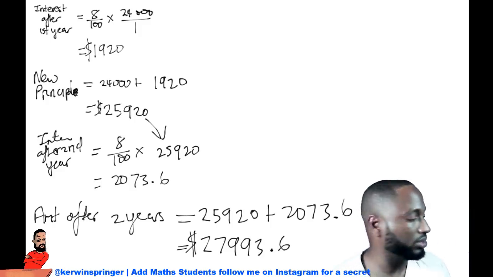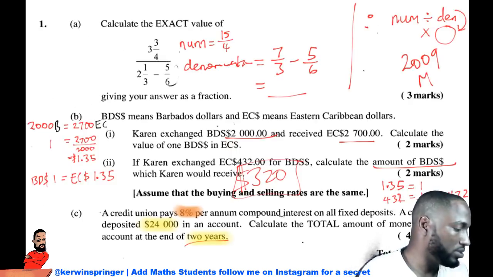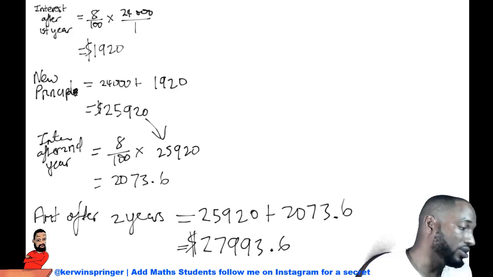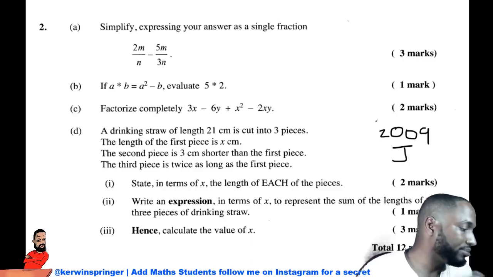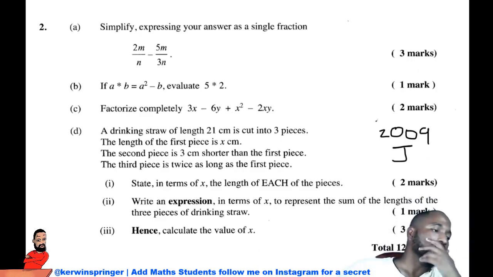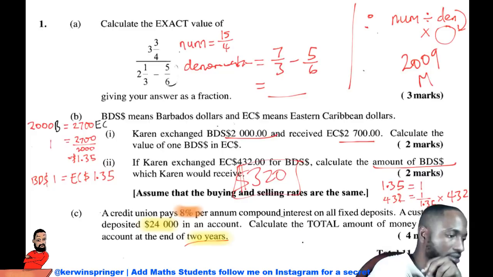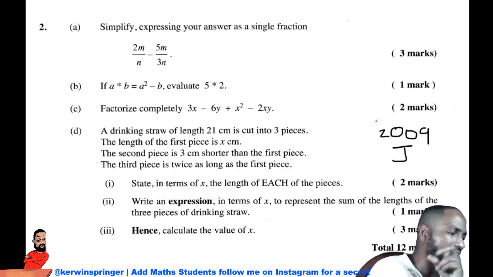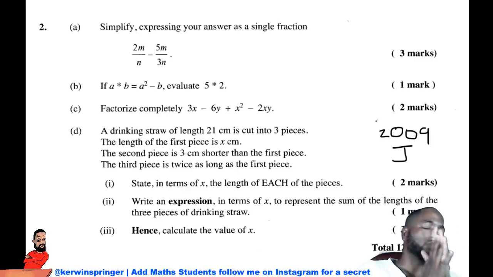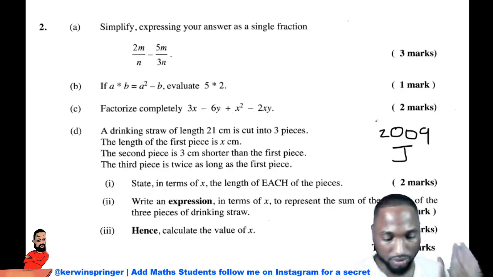2799.36. That's the amount. So, that's the end of the first question in May 2009. So that's the third question we finished there. 2009, still in January 2009, I think, or May 2009, whatever. Question two. Go ahead and do that one.